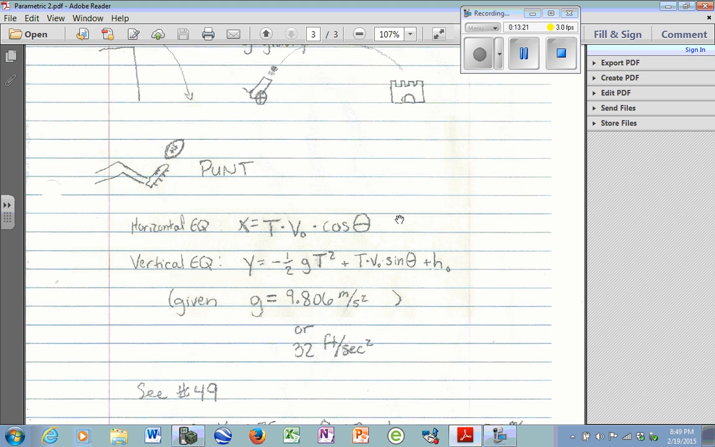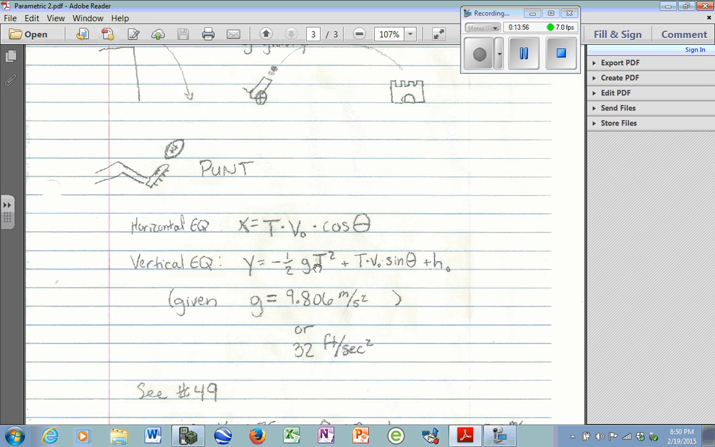So here's the horizontal equation. In the x direction, we take our parameter t times the initial velocity times the cosine of the angle that the thing was launched at. That takes care of the horizontal component. Vertically, here's the magic formula. Negative 1/2 g t squared plus t times the initial velocity times the sine of the angle, added to the height. Now that's a whole bunch of stuff, but it's basically a quadratic equation.